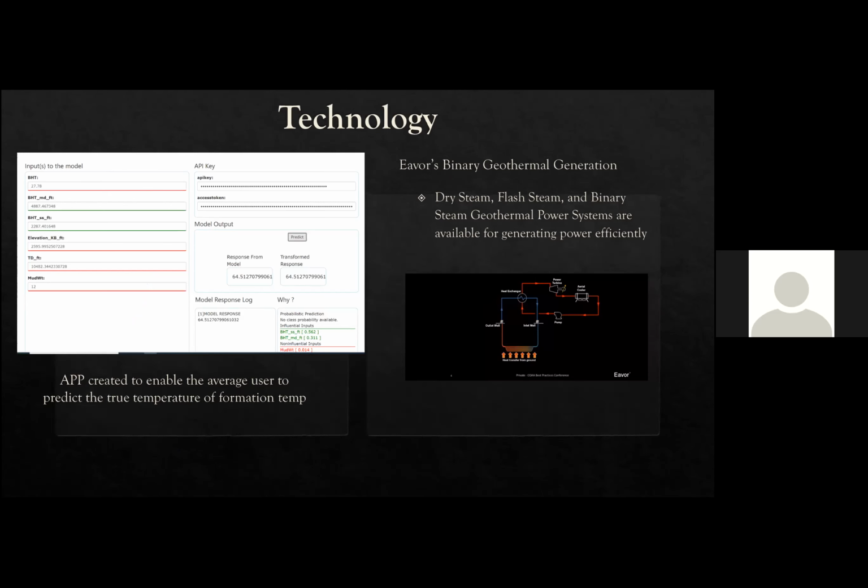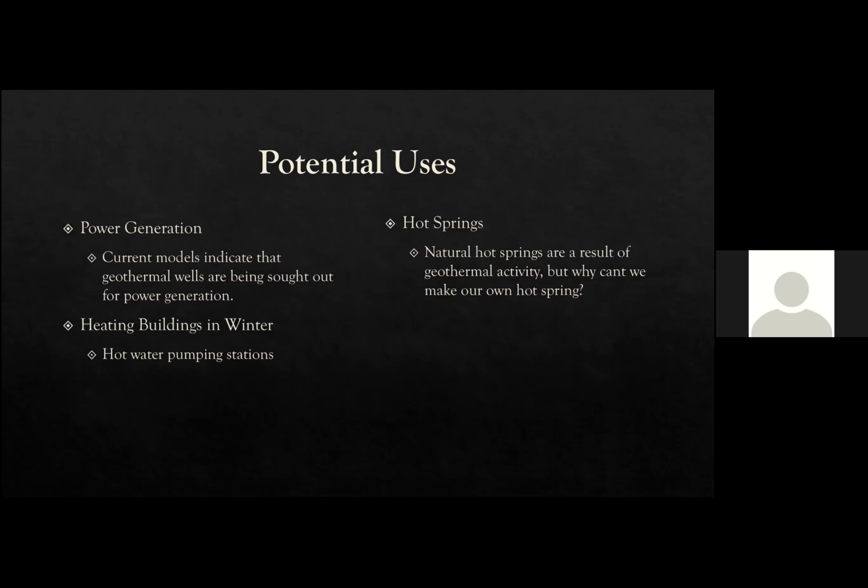Apps can be created to predict formation temperature in real time by inputting data into the required features that are ranked most important in the machine learning algorithm. Geothermal power generators include binary, flash steam, and dry steam. Potential uses include power generation, heating buildings, and of course, hot springs.